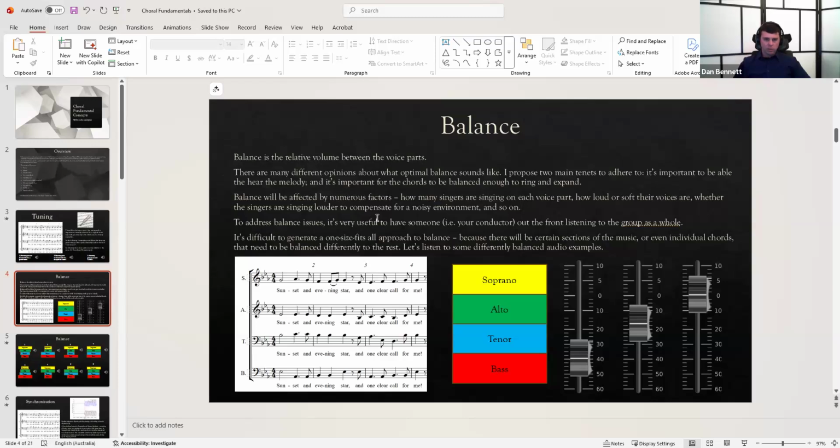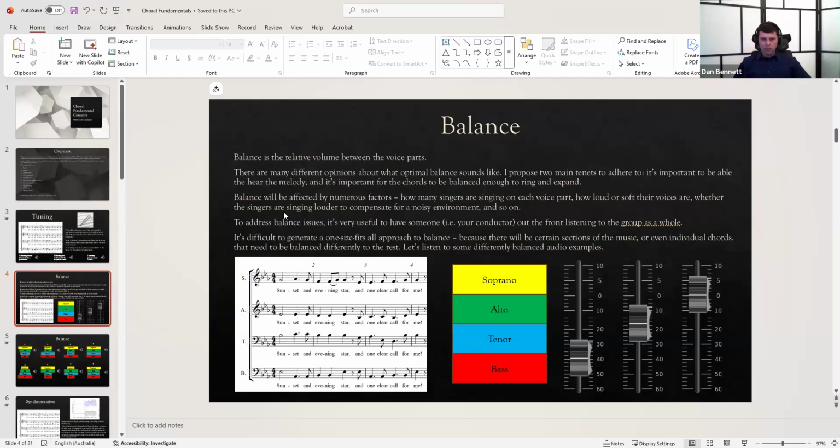To address balance issues, it's very useful to have someone, for example your conductor, out the front listening to the group as a whole. That way someone can get the full picture and say, tenors, you're too loud, or sopranos, you're not loud enough. It's difficult to generate a one-size-fits-all approach to balance because there will be certain sections of the music, or even individual chords, that need to be balanced differently to the rest.